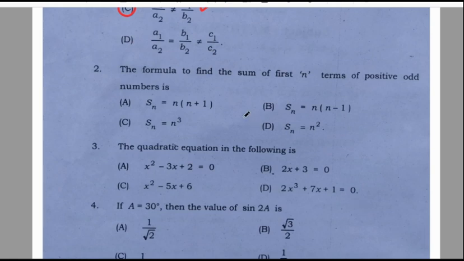The correct option is Sn is equal to n square. Third question. The quadratic equation among the following is: the correct option is A, x square minus 3x plus 2 is equal to 0. Equation means you should have an equal to symbol, and quadratic equation means the highest degree should be 2.